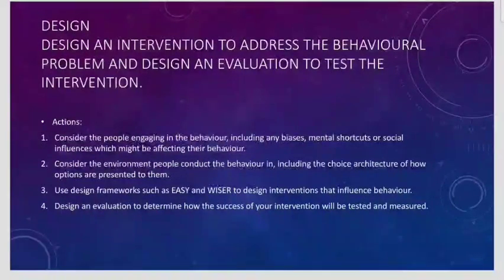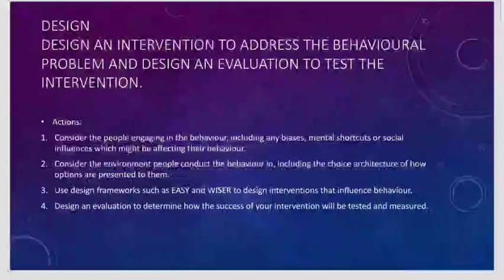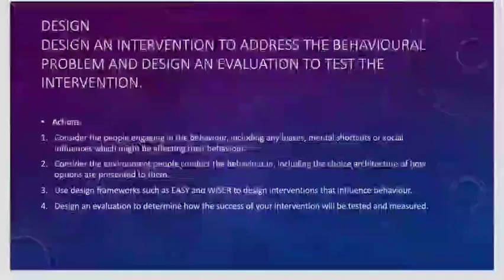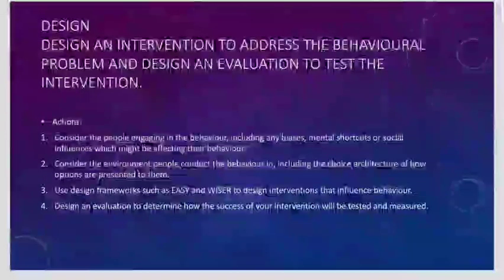mobility issue. So second would be to consider the environment people conduct the behavior in, including the choice architecture of how options are presented to them. So we have to even trace the behavior of those who are engaged, those who are pushing them not to go. We have just taken an example of the women's mobility issue. So we have to see how this choice architecture is being built.